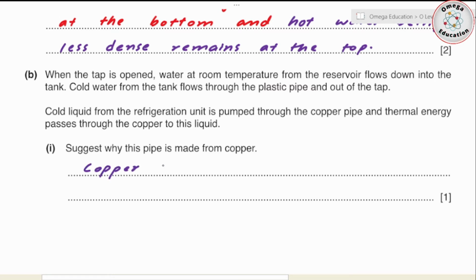So copper, being a metal, is a good conductor of thermal energy, or you can write is a good thermal conductor. That would be the same thing.